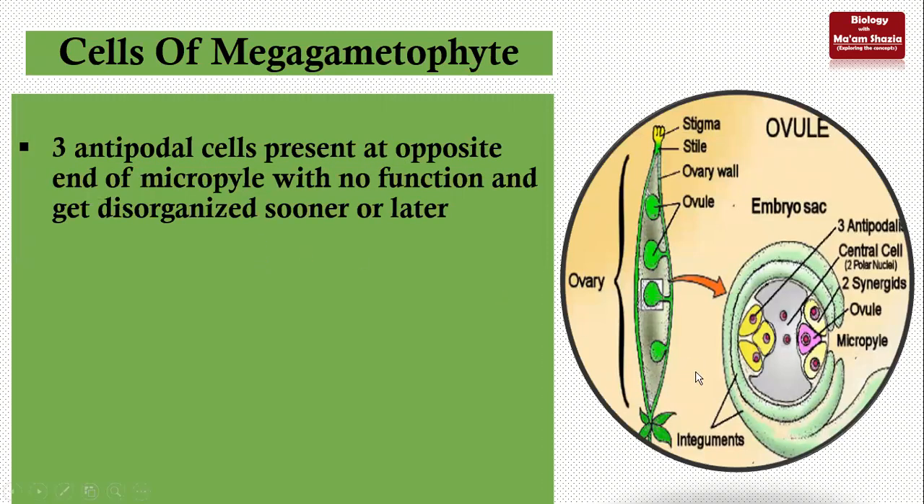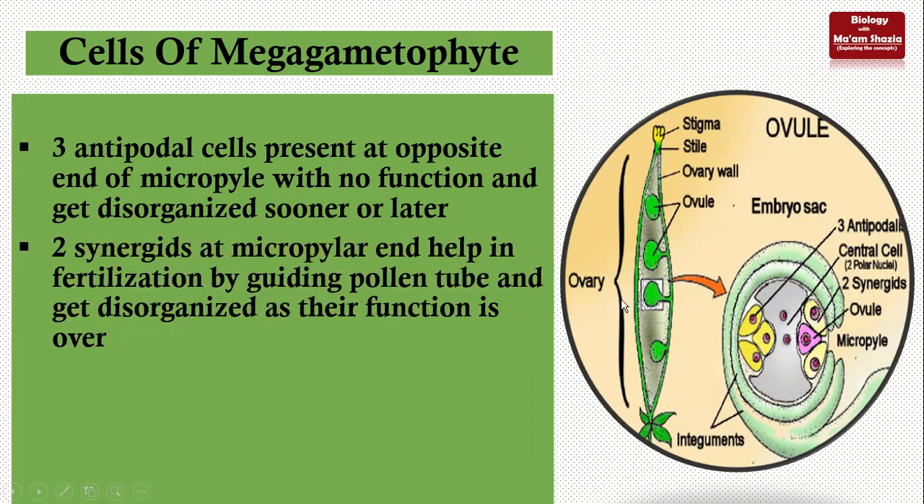I've shown you the three antipodal cells which are opposite to the micropyle, right? And these three antipodal cells are opposite to the micropyle with no function, okay? Sooner or later they will disintegrate. And then two synergids, and they are helpful in guiding the pollen tube, right?